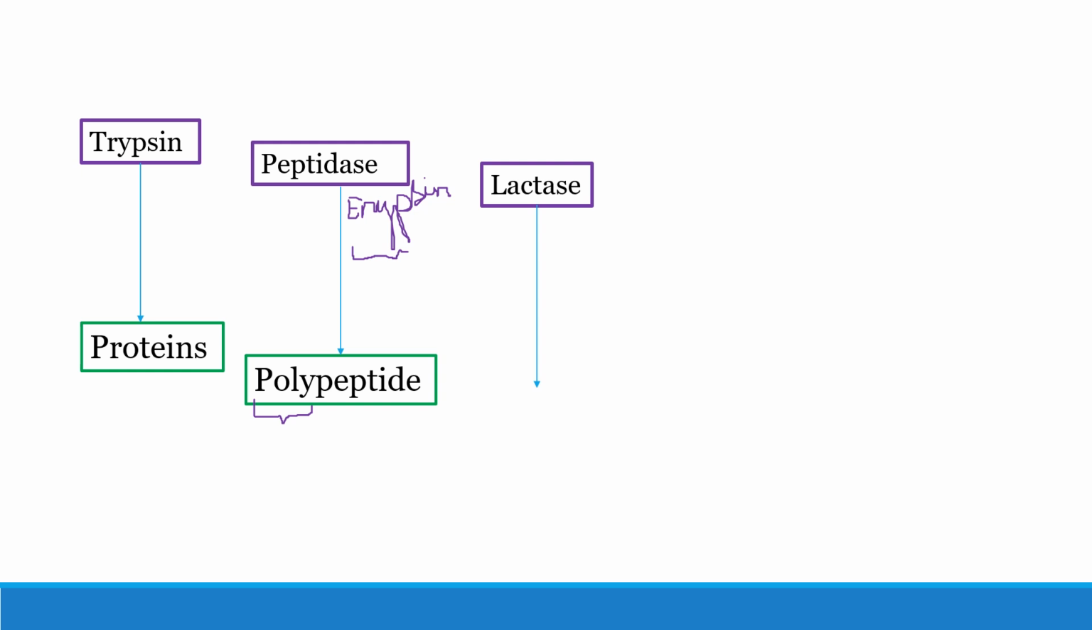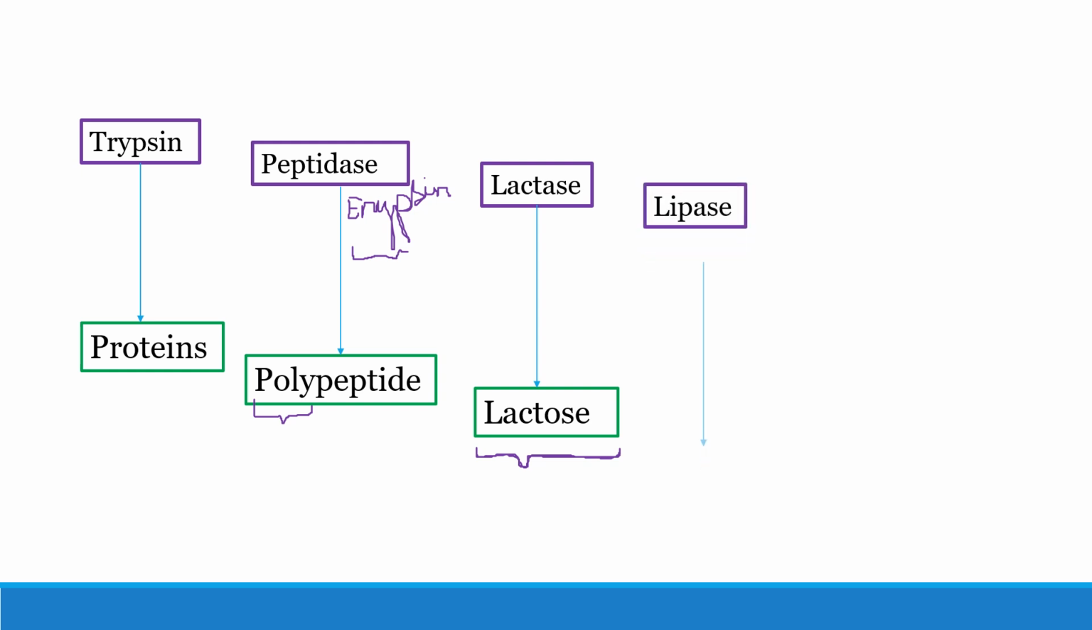Then we have lactase over here, that is going to break down lactose, that is a disaccharide, meaning two monosaccharides are joined together to form lactose. That is broken down by lactase, that is a carbohydrate enzyme obviously. Then we have lipase that is there for the breakdown of lipids into what? The fatty acids and cholesterol.